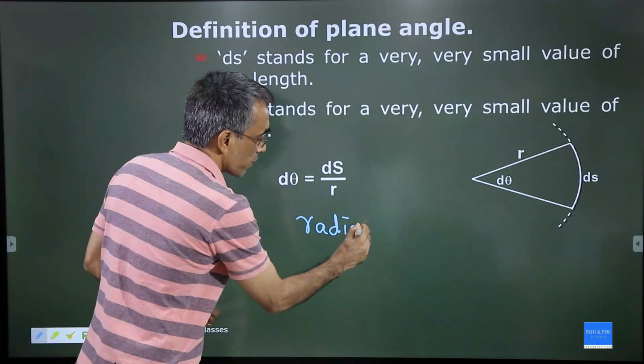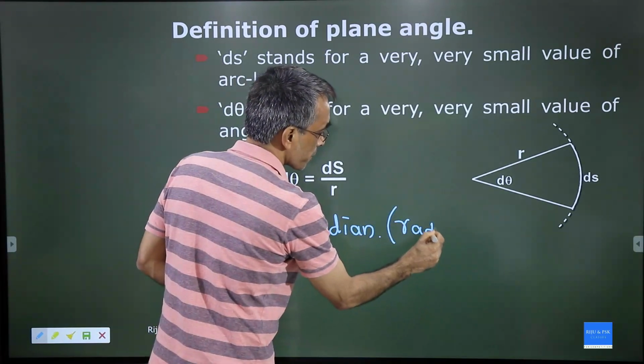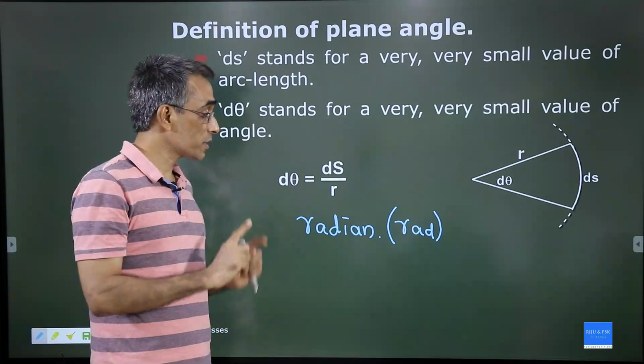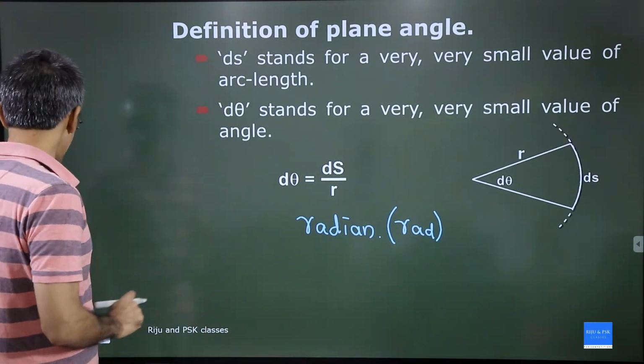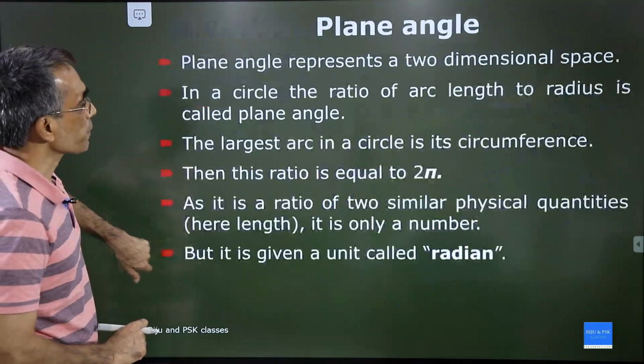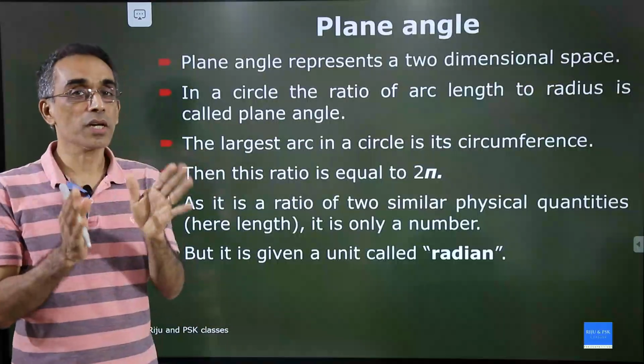We will come to the detail of radian later. Radian is written as rad. Angle is not in degree, important, it's in radian. This is what we studied in the last class. Now for today, a little more detail. What is the meaning of plane angle?